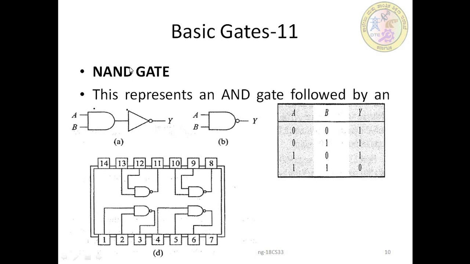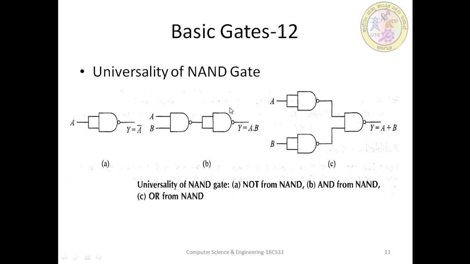So this is the NAND gate truth table, and here you can see the AND gate is coupled with a NOT, so it is called a NAND gate. 7400 is the IC number for the NAND gate. Here you can see the pictorial representation of the NAND gate. Let's move to the next topic, universality of the NAND gate.